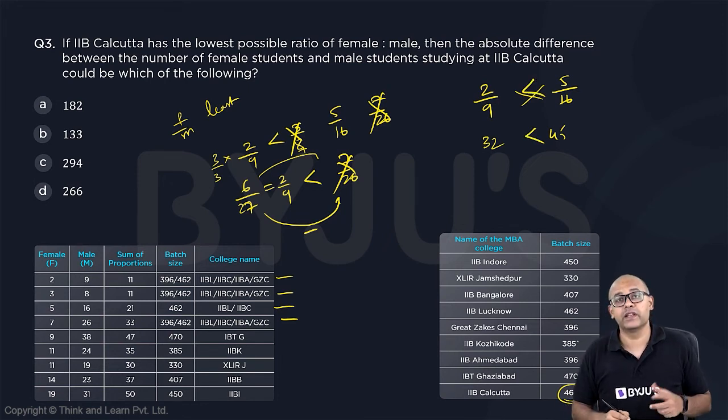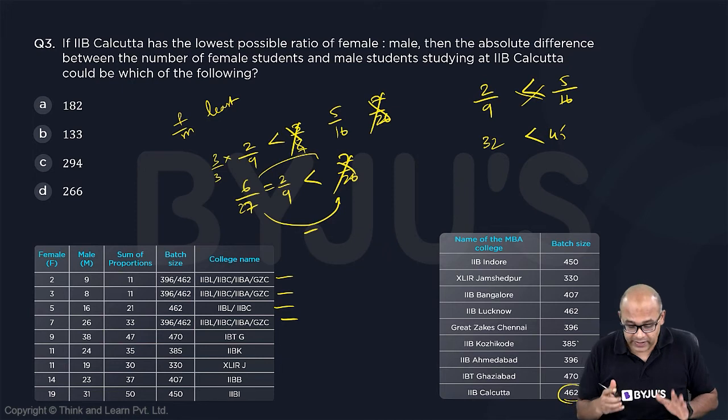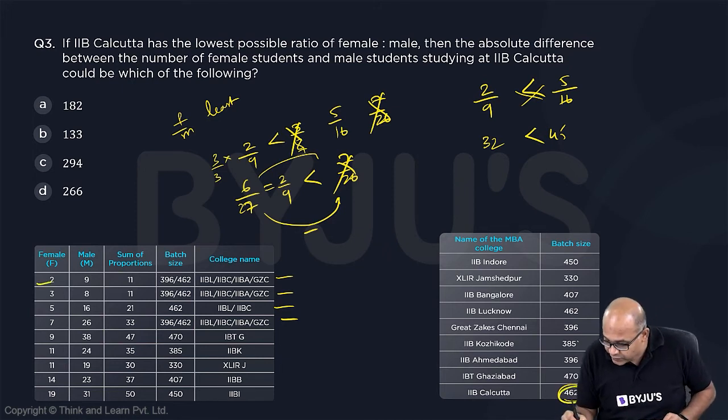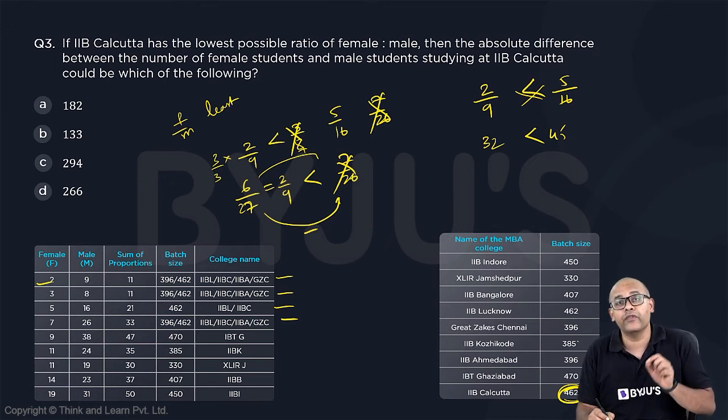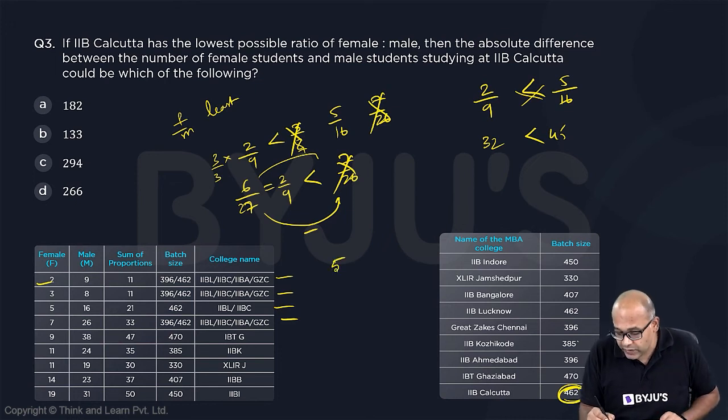So 5 by 16 is greater. So 2 by 9 is your least. So we know that 462 is in the ratio of 2 by 9. So I need the difference of the male and female. So the difference of the ratio is 5, the sum of the ratio is 11, into 462.